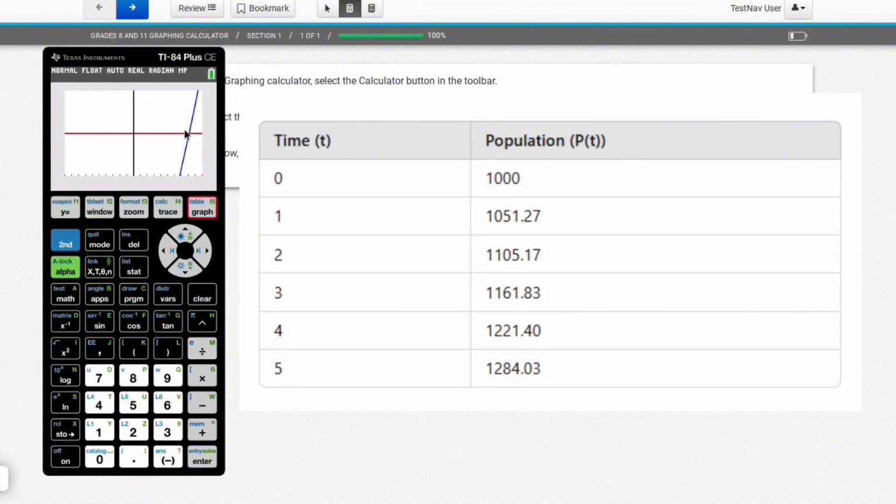Okay, and so here is where they intersect. I need to find out exactly when they intersect so I can say 8 point whatever years. So I hit second, calc, intersect. Okay, I'm going to go right a bunch of times until it appears like at 8 point whatever. There we are. Okay, so I'm going to hit enter for the first curve. I'm going to go right a little bit, hit enter for the second curve, and guess, always hit enter, intersection of 8.109. So that's going to be my answer.